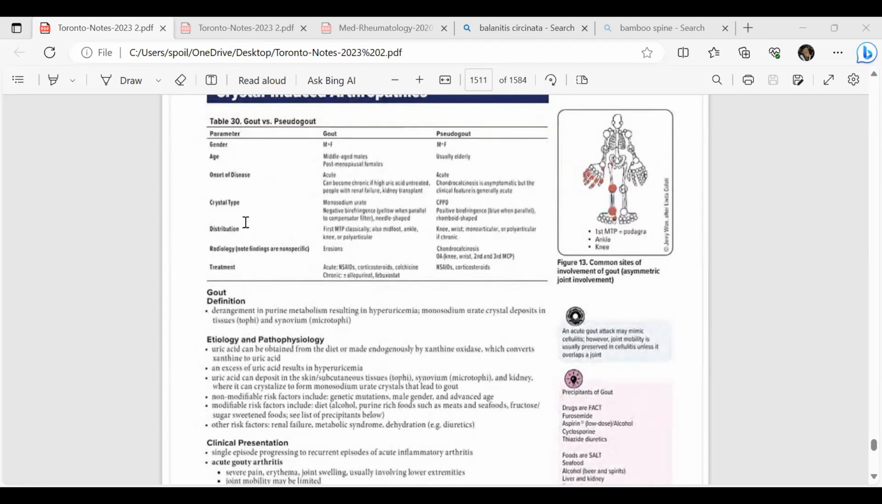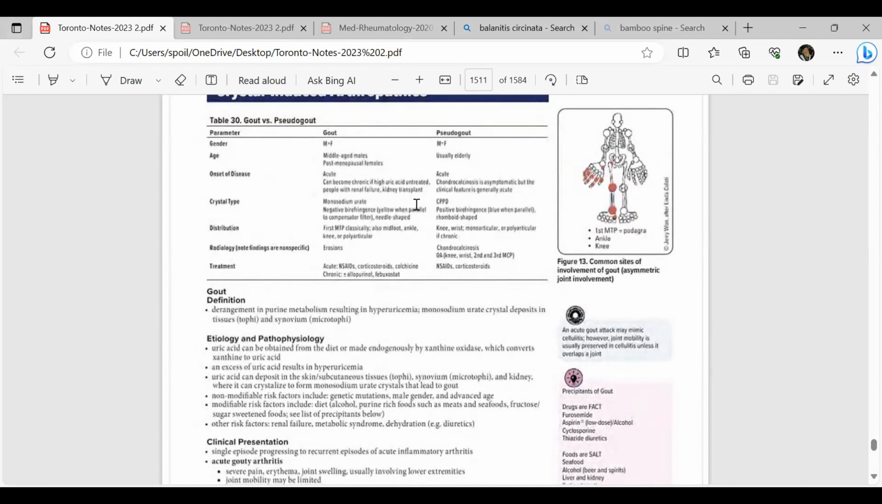So the distribution is first metatarsophalangeal joint and also mid-foot, ankle, knee, and polyarticular, whereas in pseudogout it's knee, wrist, monoarticular, or polyarticular if chronic. Okay, if it's chronic, then it can be polyarticular. And gout is classically the first metatarsophalangeal joint, also mid-foot, ankle, and the knee. Radiology of bony erosions and chondrocalcinosis will be seen over here.